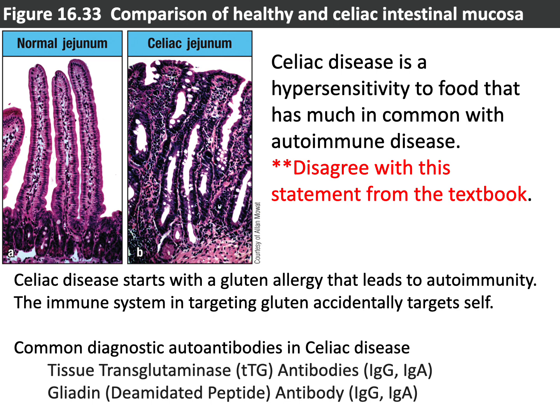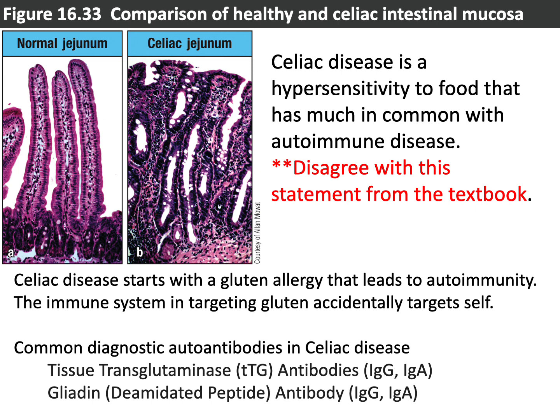gluten allergy, because the immune system is targeting the gluten, it ends up accidentally targeting self and the tissue in the digestive system. So you can see in the figure how we have our normal intestinal cells, nice villi here with these nice columnar epithelial cells present. And then we can see in the celiac individual how those structures are not present.